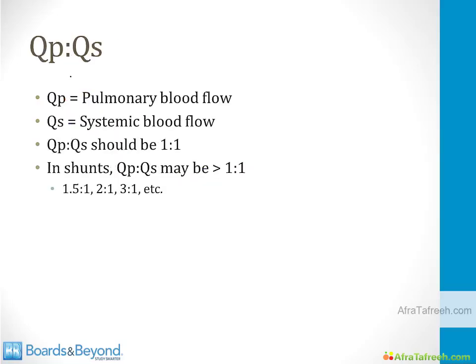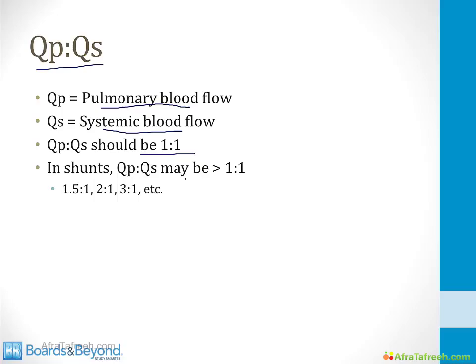Let me mention a term that is often used when discussing shunts, and that is the QP-QS. So QP is the pulmonary blood flow, and QS is the systemic blood flow. And the QP-QS should be 1-to-1. In other words, the amount of blood flowing through your pulmonary system, for example, 5 liters per minute, should be the same as the amount of blood flowing through your systemic system.